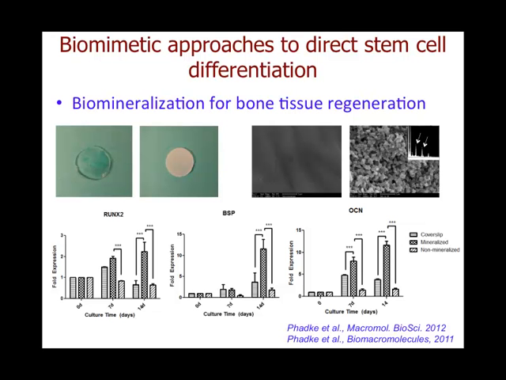And if you look at their structures, this is more like an apatite-like structure. That means what you have in your bone tissue. And then we wanted to ask a question: can we use this material to promote differentiation of stem cells?